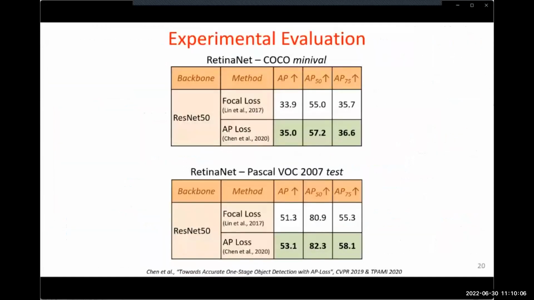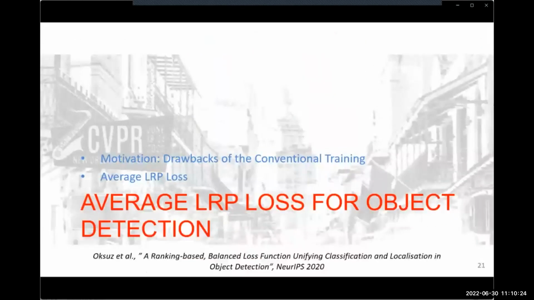The experiments suggest that AP loss performs better than focal loss in object detection tasks on COCO and Pascal datasets. Note that similar to focal loss, AP loss is robust to class imbalance and hence does not require any sampling heuristics to alleviate the positive-negative imbalance inherent to object detection.